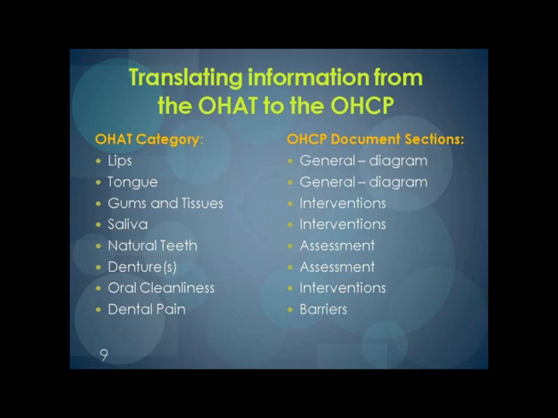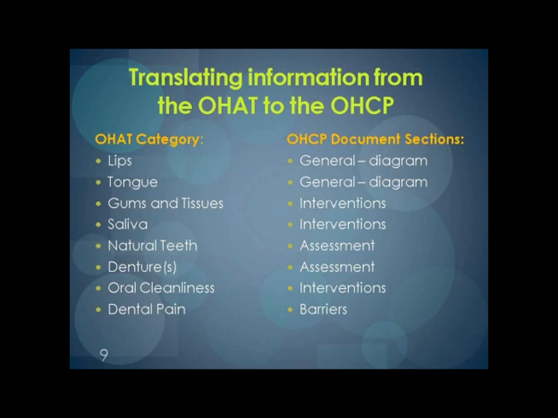Translating information from the OHAT to the oral hygiene care plan. As each category in the OHAT is reviewed when conducting the assessment, the outcome can serve as an indicator to help develop the oral hygiene care plan. The assessor will need to consider the implications of the Level 1 changes and any recommended interventions to ensure that this information is then translated to the care plan as appropriate.